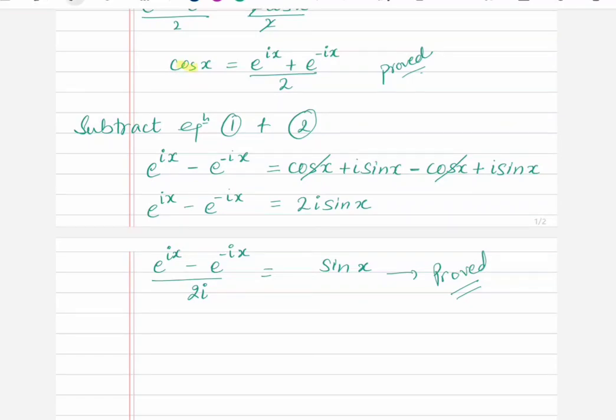And these are the two trig identities that we will use quite a bit in our scholarship exam. If you go back and look at the past papers in 2018 and, more recently, 2022, we have got quite a few questions on this identity. So I hope this helps.